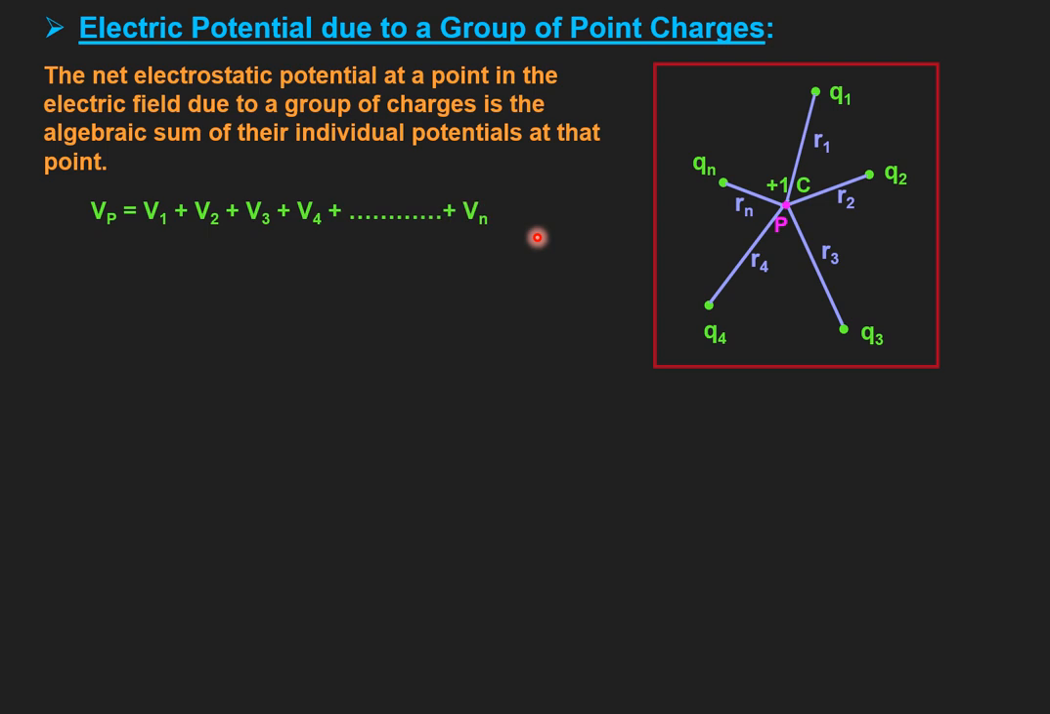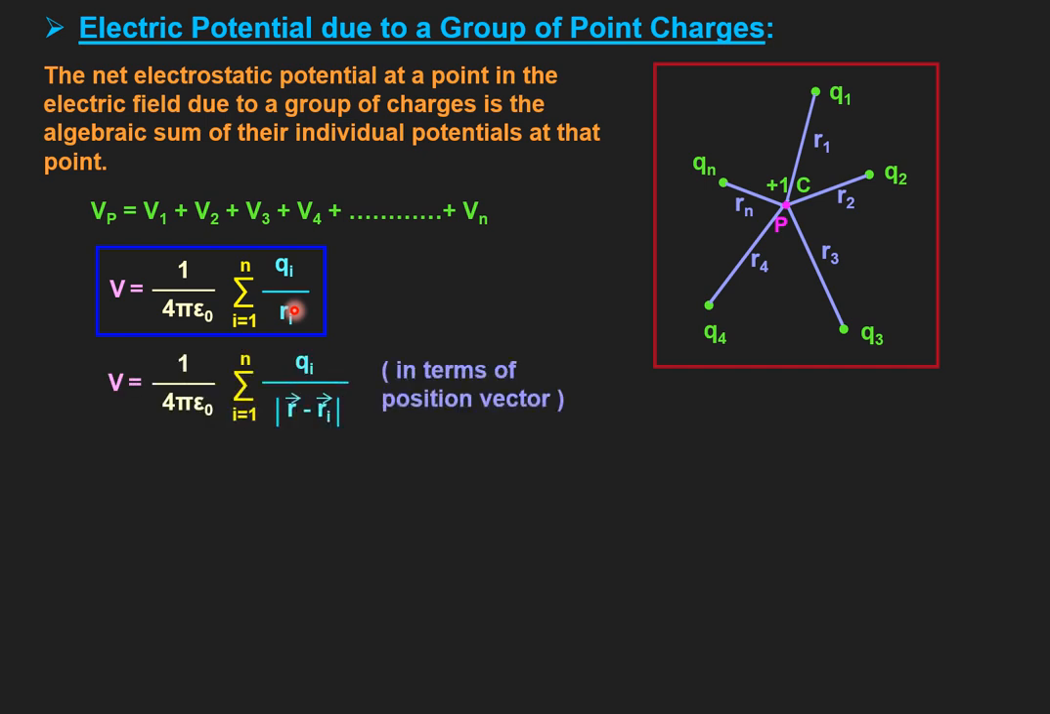So here we can say V at P will be simply equal to V1 plus V2 plus V3 and so on and so forth up to Vn, or we can write 1 by 4 pi epsilon naught, summation from the first charge to the last charge. So it will be Qi divided by Ri. Here Ri is simply the separation of the individual charge, any ith charge, from the point of observation.